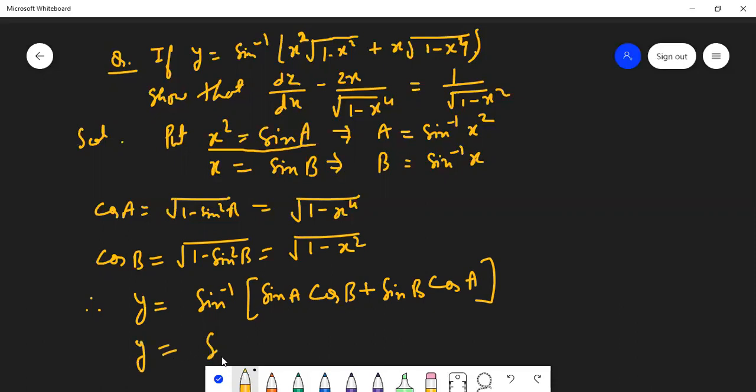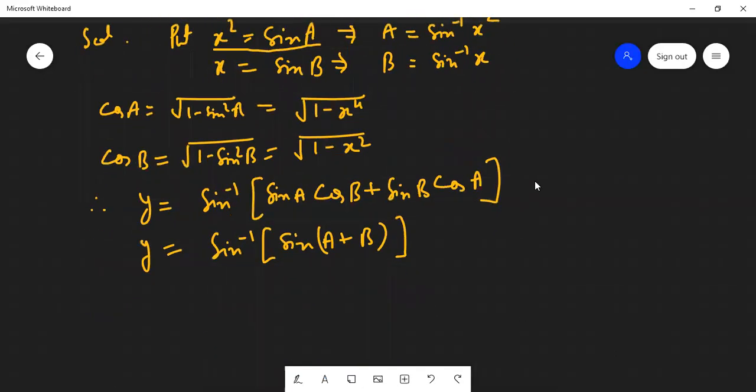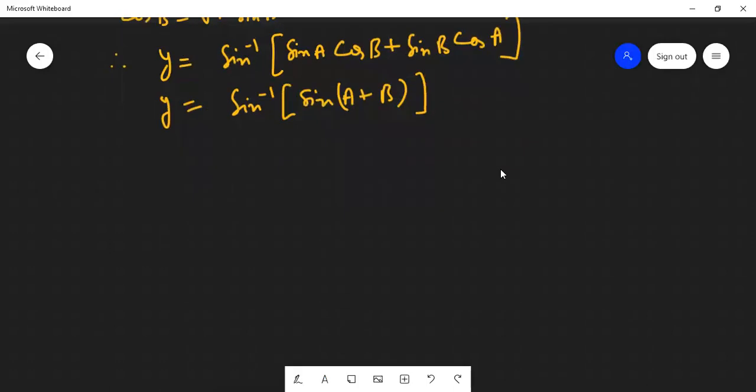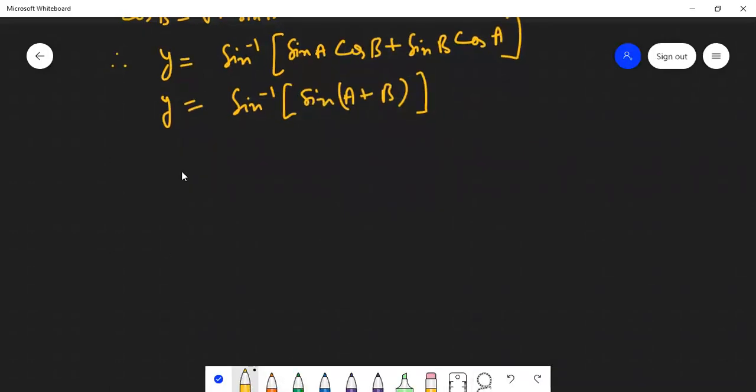So y is equal to sine inverse of sine of (A plus B). This is the identity for sine (A plus B): sine A cos B plus cos A sine B. Next, sine and sine inverse will cancel each other. So I get y is equal to A plus B.